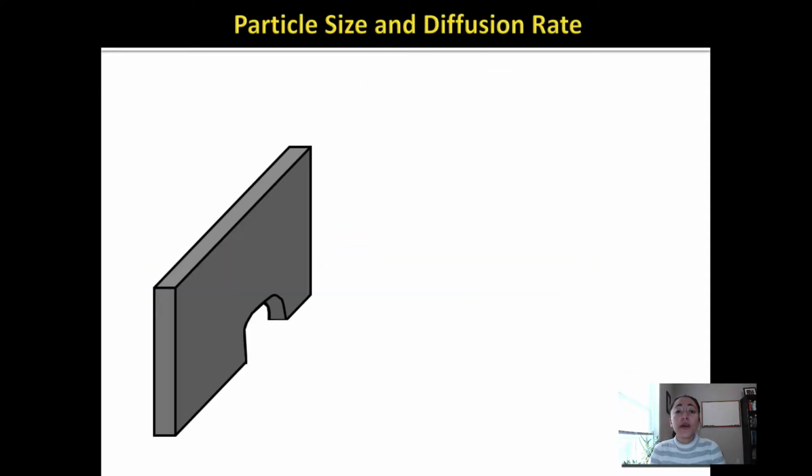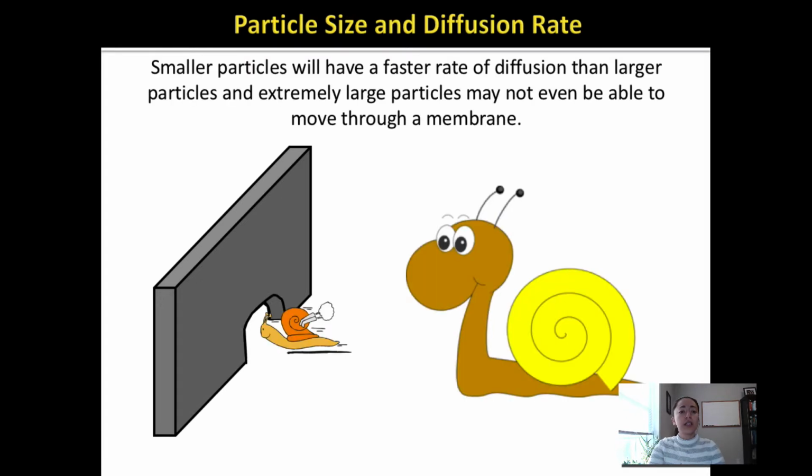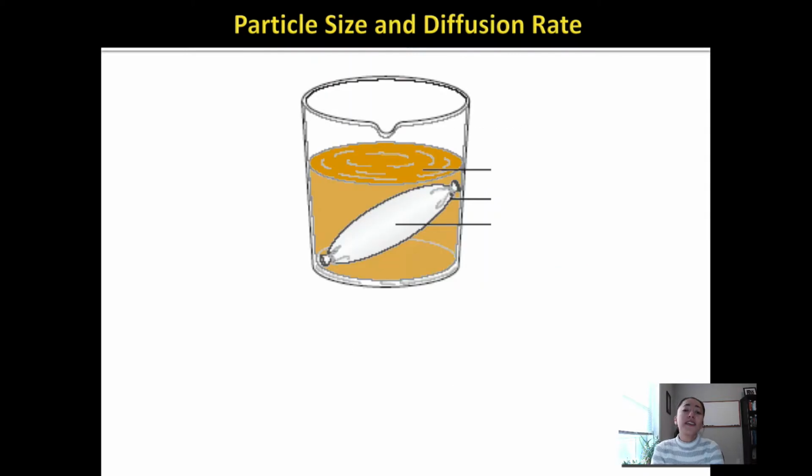You will also look at the effects of particle size on diffusion rate. So imagine this is a cell membrane, and here's a pore in the cell membrane. When you have these little openings or channels in the cell membrane, certain particles can fit through and not other particles. So smaller particles typically will have a faster rate of diffusion than larger particles, and extremely large particles may not even be able to move through a membrane if they can't fit through the pores or the channels in that membrane. You will be testing the effects of particle size and diffusion rate during lab.